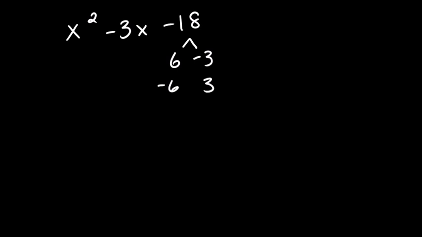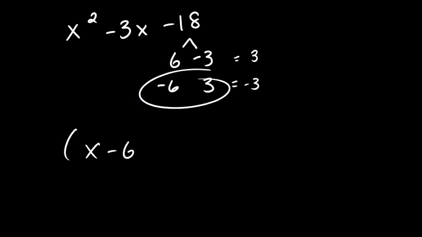So is it 6 and negative 3, or is it negative 6 and positive 3? So remember to add them together. 6 plus negative 3 is a positive 3, and negative 6 plus 3 is negative 3. So these are the winners. So it's going to factor into x minus 6 and x plus 3.